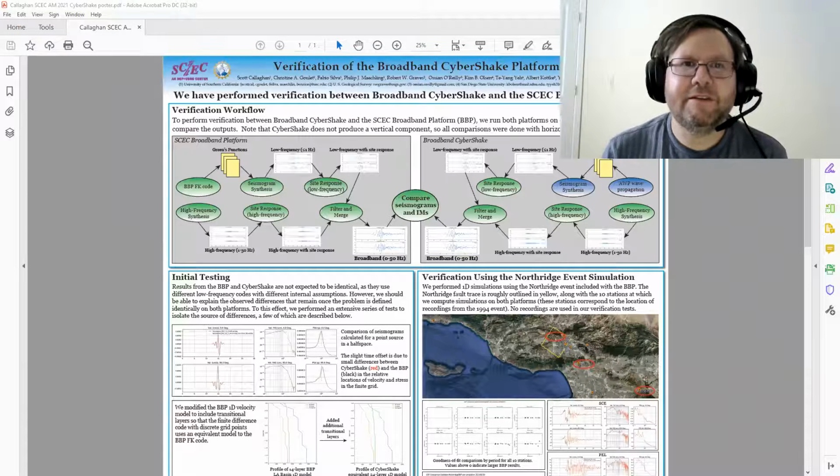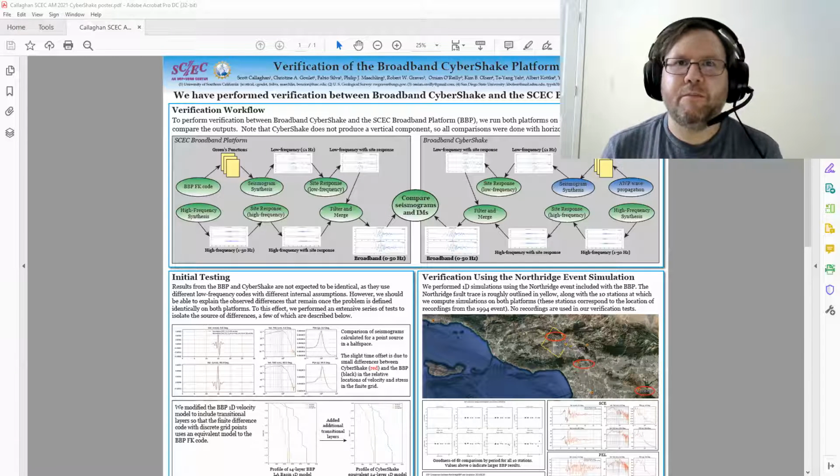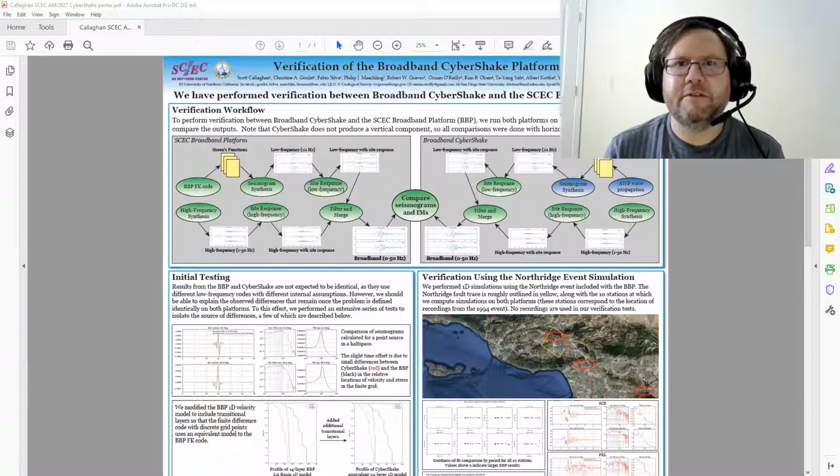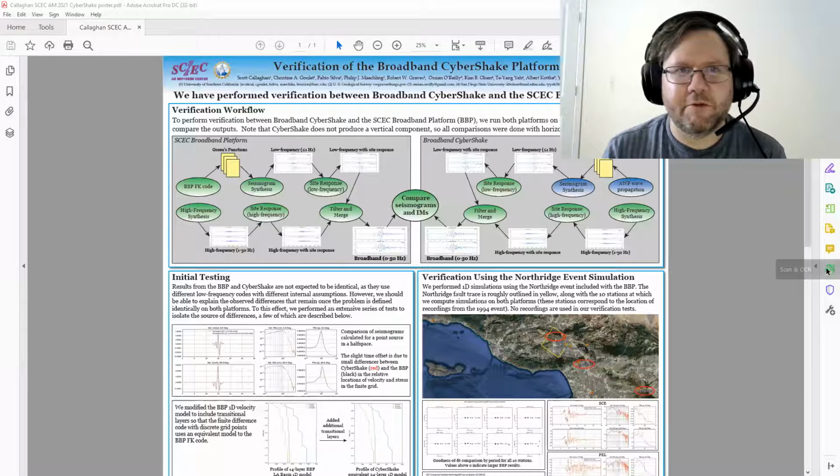My poster is discussing verification work that we have performed recently between Broadband CyberShake and the SCEC Broadband platform. This work is important because the two platforms use different codes to do their low frequency calculations. You can see that reflected here in these two workflows, that all the green codes here are the ones that the Broadband platform uses.